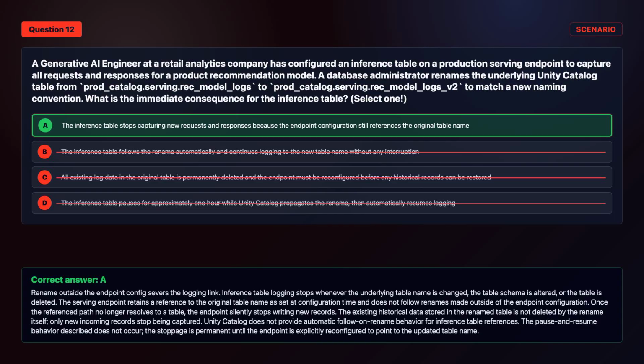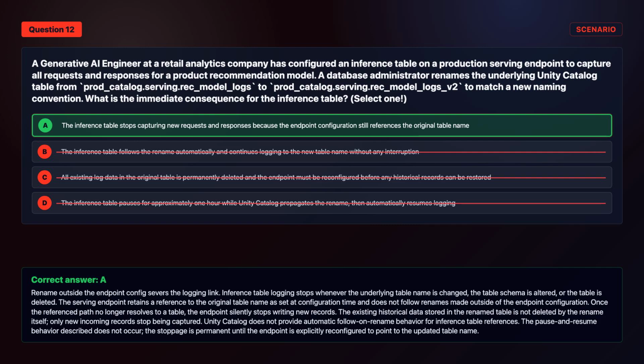Rename outside the endpoint config severs the logging link. Inference table logging stops whenever the underlying table name is changed, the table schema is altered, or the table is deleted. The serving endpoint retains a reference to the original table name as set at configuration time, and does not follow renames made outside of the endpoint configuration. Once the referenced path no longer resolves to a table, the endpoint silently stops writing new records.